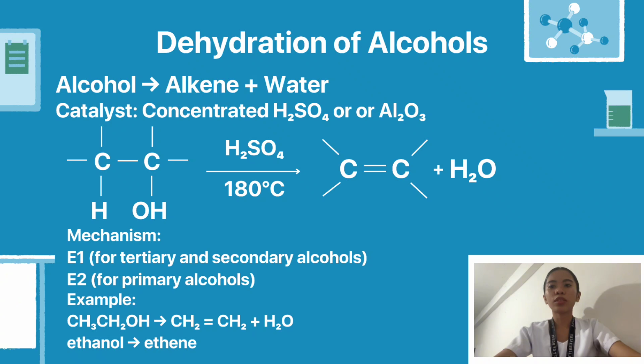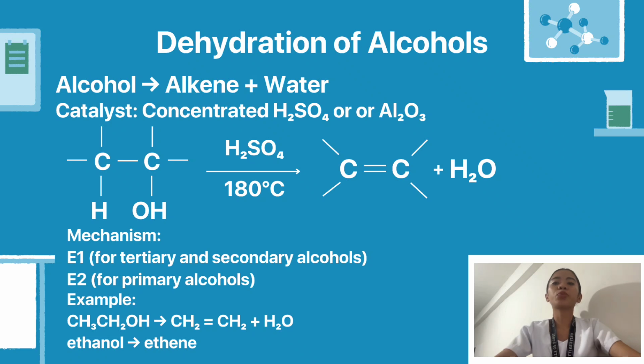So, let's take a look at the structural diagram. During dehydration, a molecule of water is eliminated from an alcohol structure. Sulfuric acid acts as the catalyst for this reaction and is placed above the reaction arrow along with a specified condition of 180 degrees centigrade, which facilitates dehydration.